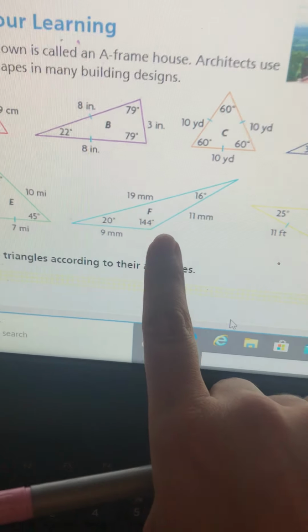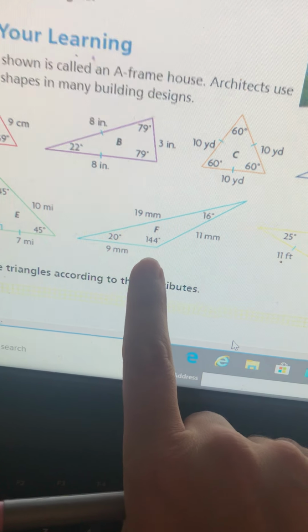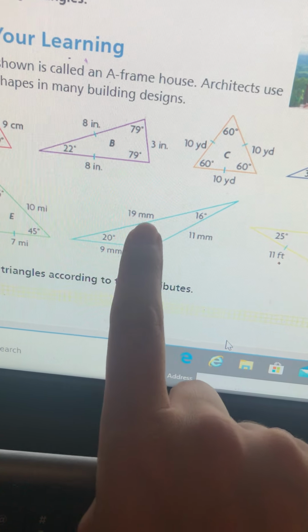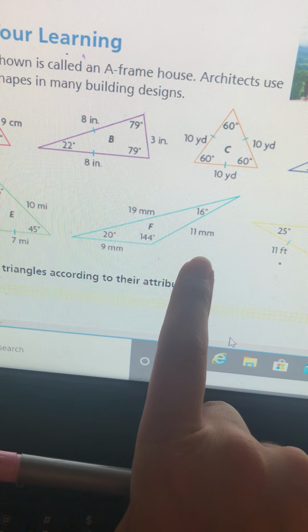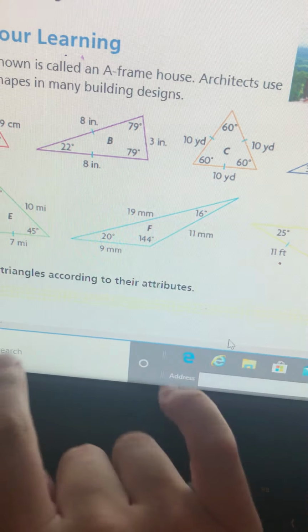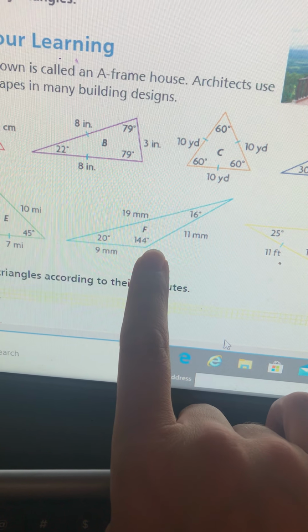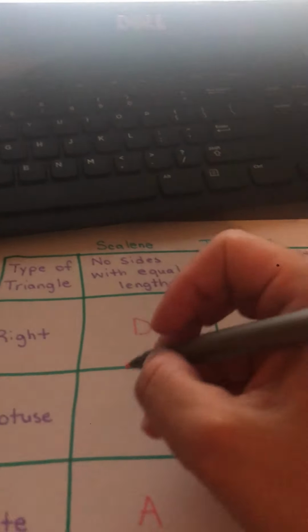Moving on to letter F. We have a 20 degrees, so it's acute, acute. Obtuse. One obtuse angle, so you're obtuse. So this is an obtuse, and now we need a last name. 9 millimeters, 11 millimeters, 19 millimeters. They're all different. It's scattered. Therefore, it is an obtuse. If it's scattered, scalene. Obtuse scalene. Letter F.